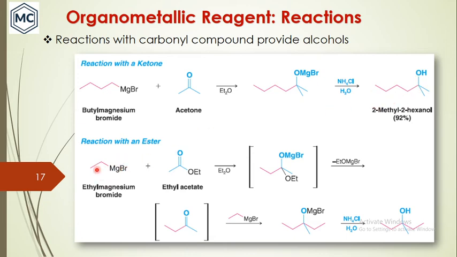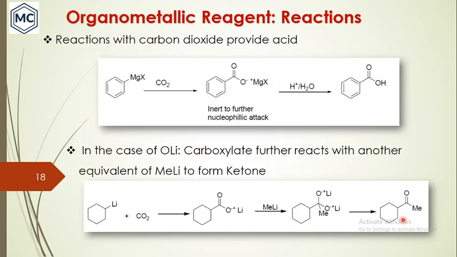And an example for reaction with ester: ethyl magnesium bromide with ethyl acetate, you get the corresponding complex. Then finally OEt gets expelled and it forms a ketone. And ethyl magnesium bromide can further react with this ketone like we have seen in the previous case, and it forms a complex like this. Finally it gets hydrolyzed. So you can see that the product is a tertiary alcohol.